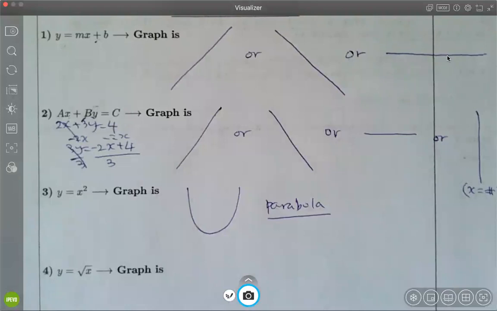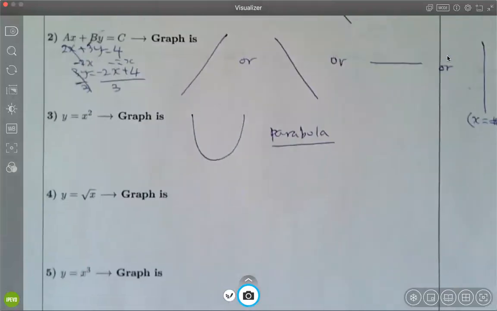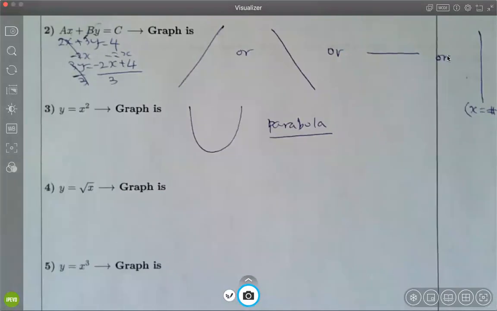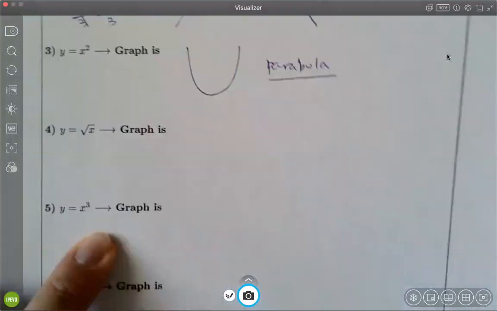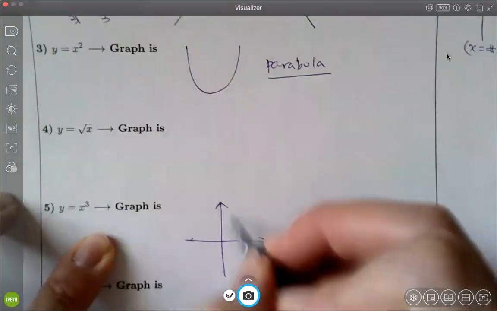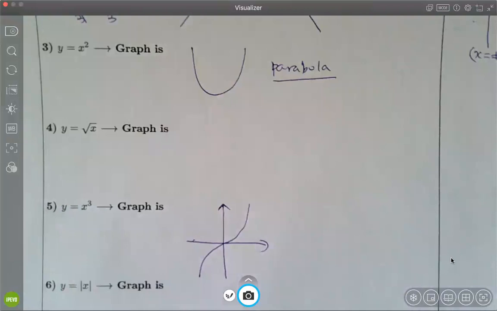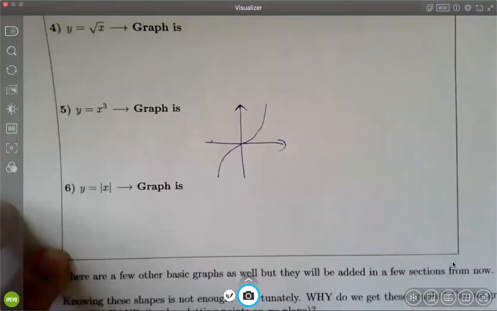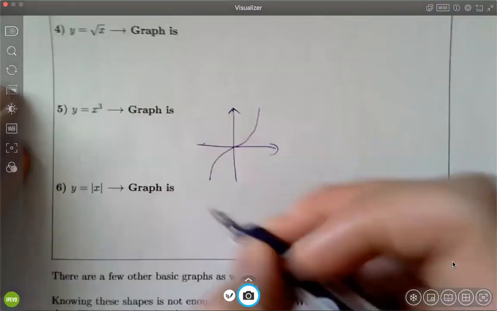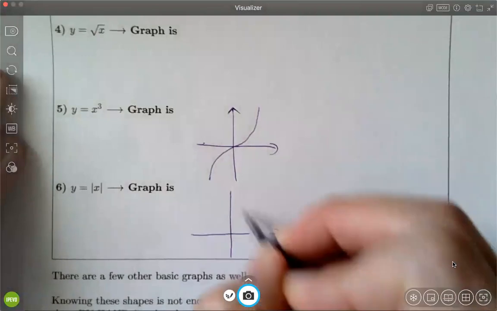And now things become a bit tricky. Square root of x. Has anyone seen the graph of square root of x before? Isn't it like an S shape? S? That's this. Okay, yeah. So here the graph is this. Now, what about square root? That's absolute value, Rhonda. That's absolute value. The V shape is absolute value.